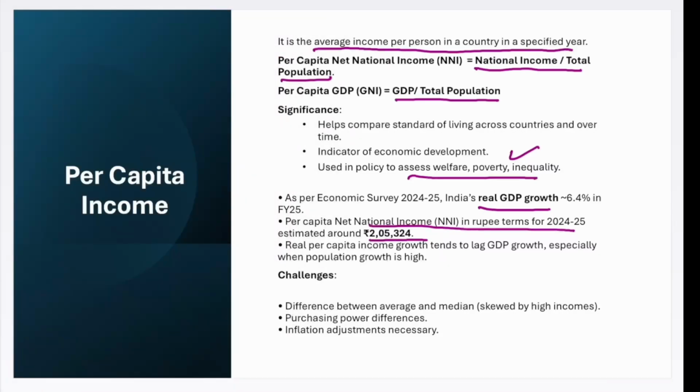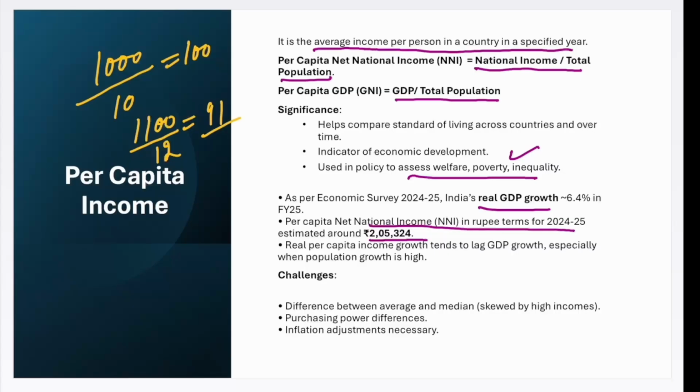Suppose the earnings of a country were rupees 1,000, and there were 10 people in that country. So the average comes out to be 100, right? Next year, there is a 10% rise and it reaches 1,100. But the population rises by 20% rather than 10%. So now we have 12 people. So now this number will come out to be somewhere around 91. Why has the number fallen? The basic reason is that the population has grown faster than the growth in the GDP.